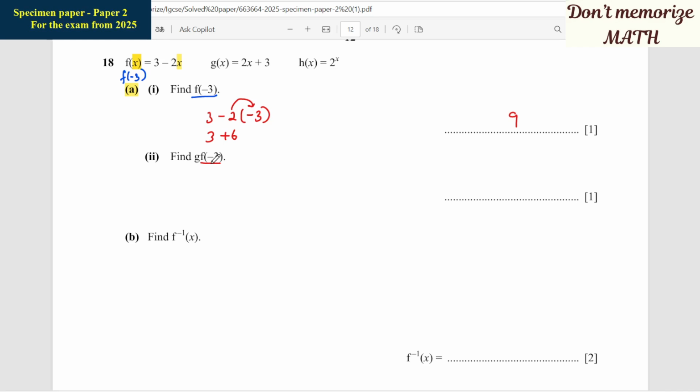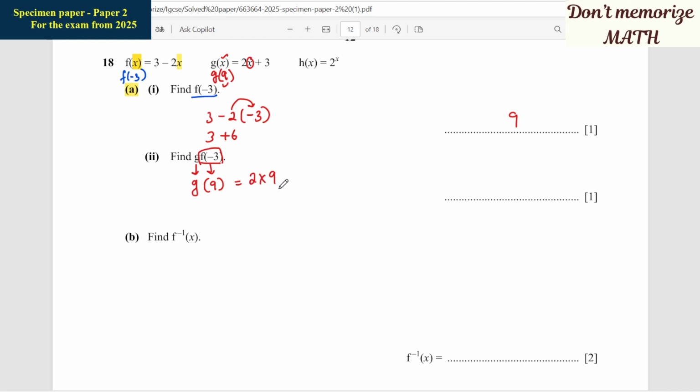It is a composite function. So we first write g. f of negative 3 we already got as 9, so just replace it by 9. So we need to find g of 9. In g of 9, x is 9 here, so this x will be replaced by 9. So we have 2 times 9.